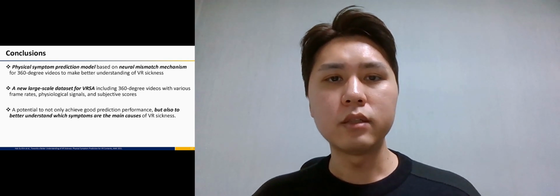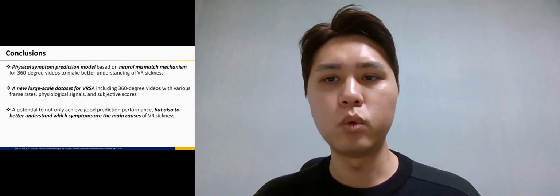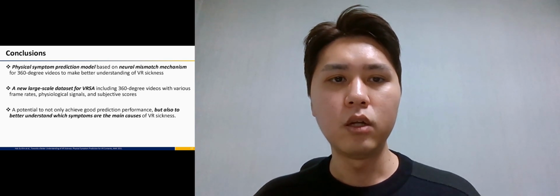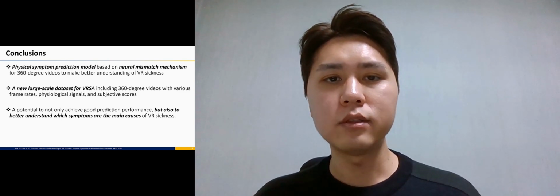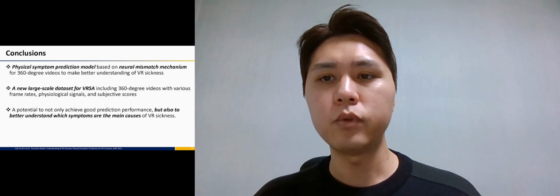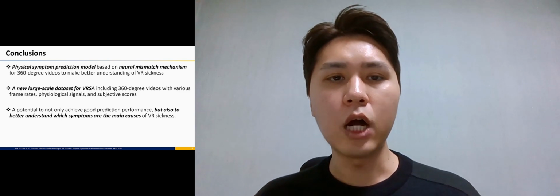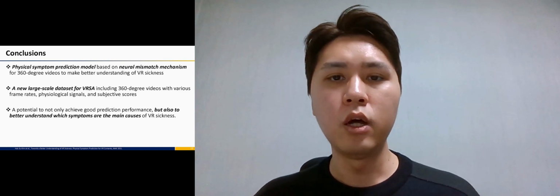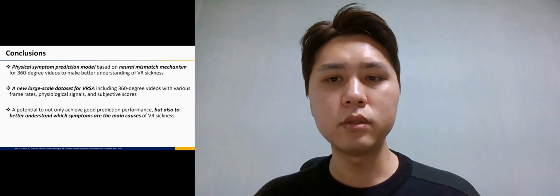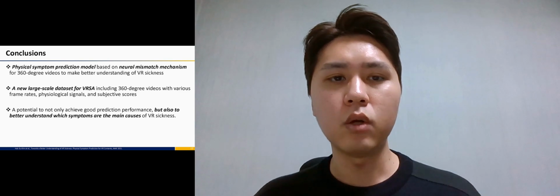As a summary, we present a novel physical symptom prediction model based on neural mismatch mechanism for 360-degree videos to make better understanding of VR sickness. We also introduce a new large-scale dataset for this field, including 360-degree videos with various frame rates, physiological signals, and subjective score. Finally, our approach shows a potential to not only achieve good prediction performance, but also to better understand which symptoms are the main causes of VR sickness.